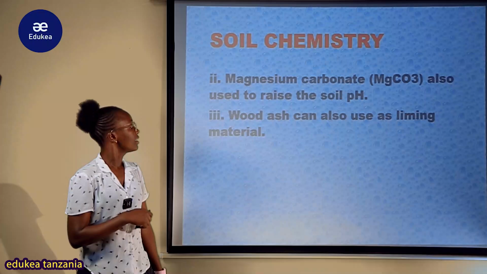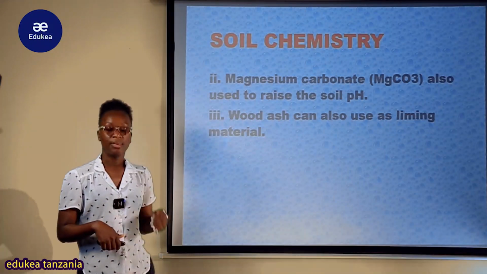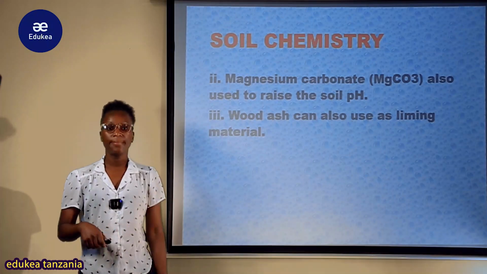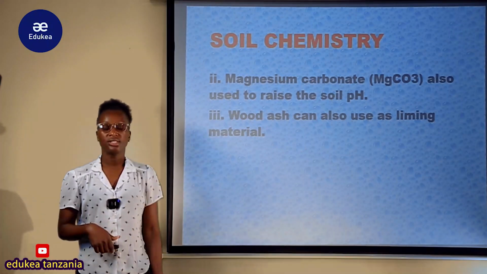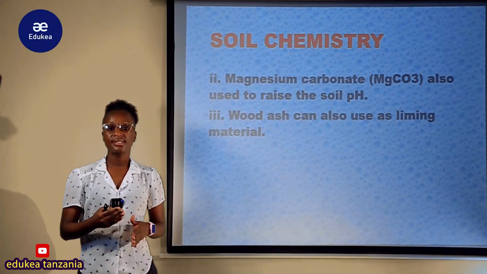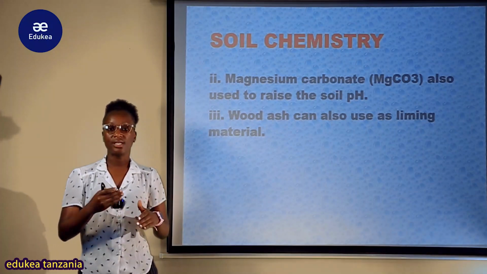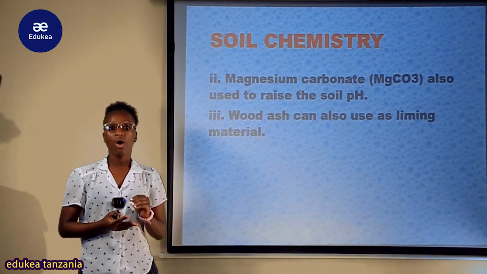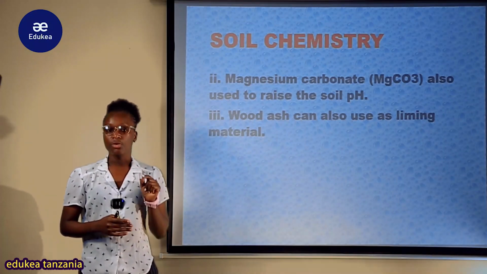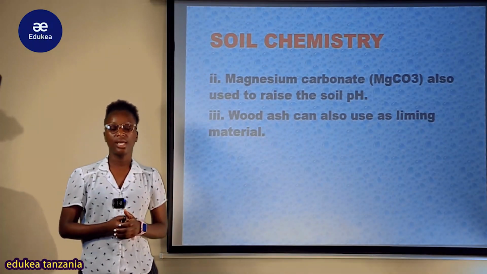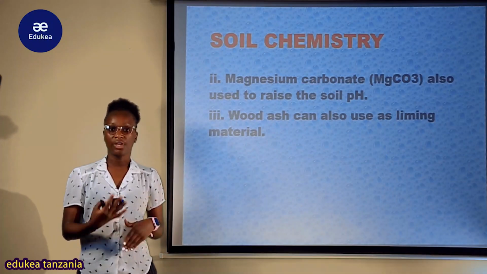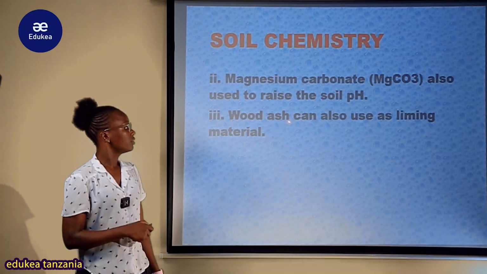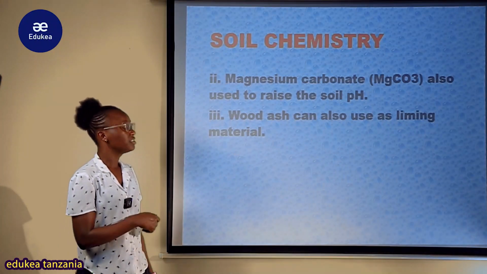Now another is the magnesium carbonate. Magnesium carbonate is also used to raise the soil pH. Simply, magnesium carbonate is a liming material. So you can see after reacting, after the dissociation, those ions which are made up of base or alkali obviously will neutralize the acid in the soil and tutaweza kufanya modification ya ile soil which is made up of acidic. Another is wood ash, which can also be used as a liming material.